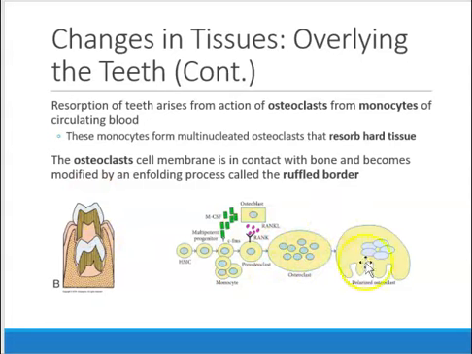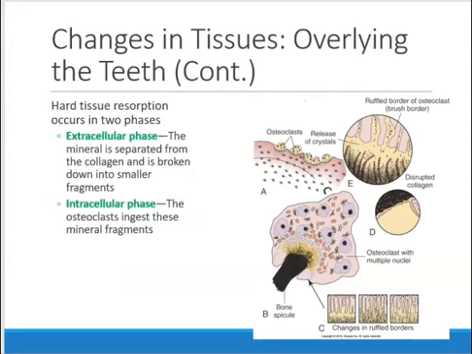If you look at the osteoclast, there are lots of nuclei in there, so it's called a multinucleated osteoclast, and they resorb hard tissue, or they eat up the bone. And if you look at the shape of the cell, it has a ruffled border, which helps with the eating away of the bone. The ruffled border kind of looks like that.